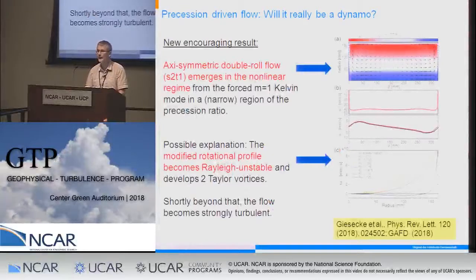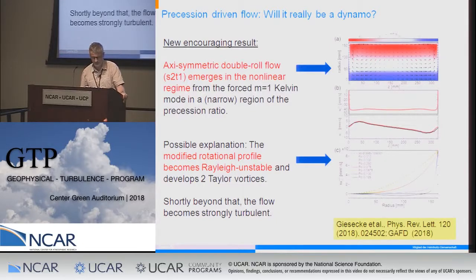The main question is now, will it be a dynamo? Of course, this was not clear, or is not yet clear. We were motivated by simulations by Caroline Nore, pointing to a critical Rm of 600 approximately. We got recently in a PRL paper a quite encouraging result, because we could show that in a quite narrow region of the Poincaré number, we observe an additional axisymmetric double roll structure. And this gives a nice dynamo.